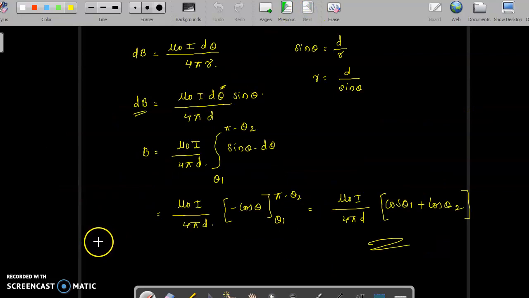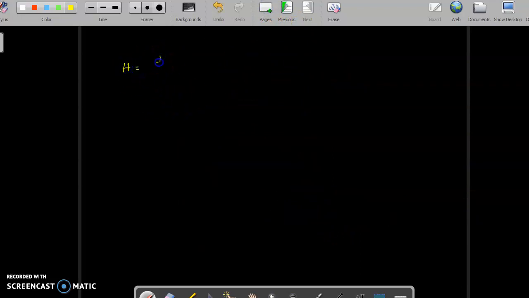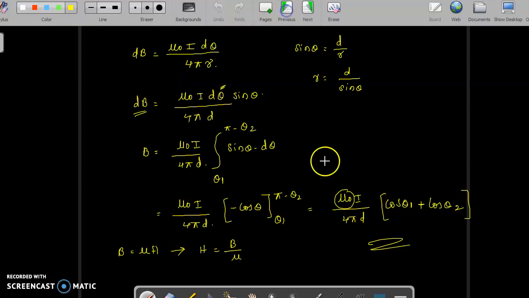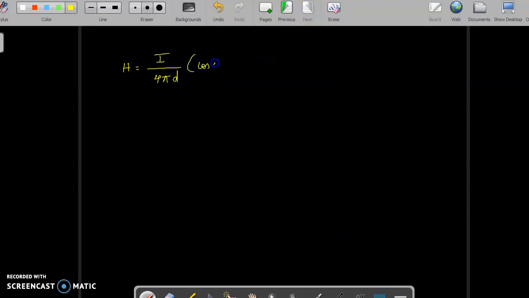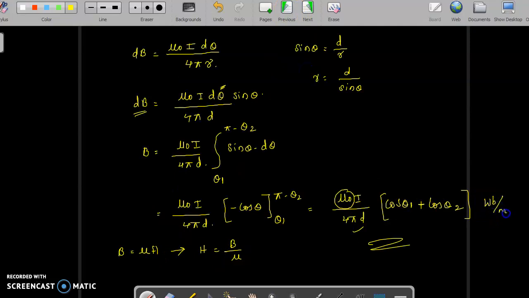Now let's see what the magnetic flux density would be if the length of the line is extended to infinity. By the way, we can also find the field intensity, because we know that B equals mu H, and from this expression H is B by mu. If we take mu naught to the left hand side, we get the expression of H. So H becomes I by 4 pi d times cos theta 1 plus cos theta 2. This is in ampere per meter, whereas the other is Weber per meter square, the magnetic flux density. So we can keep this in a box.